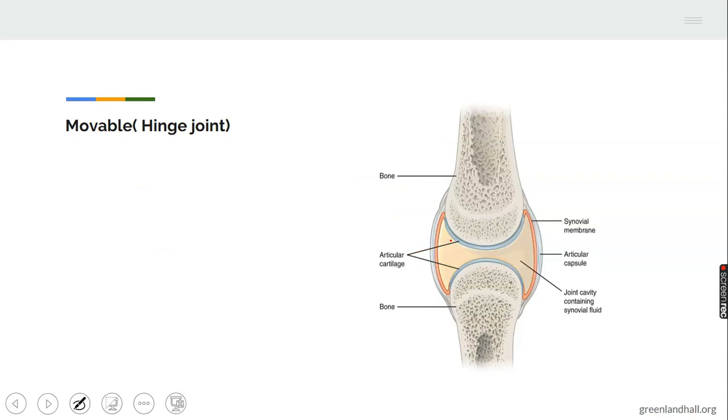Examples of a movable joint, we have the hinge joint and the ball and socket joint. Hinge joint, ball and socket joint, they are typical examples of movable joints. As we can see in the diagram here, we have a movable joint, hinge. Now the structure shows the bone of the leg, the articular cartilage, the synovial membrane that produces the fluid, the joint cavity containing synovial fluid, and the bones to which it is attached.